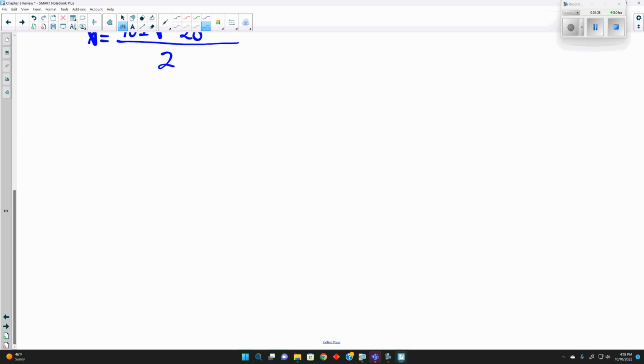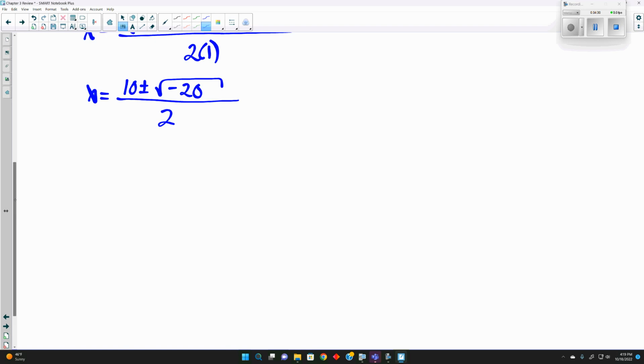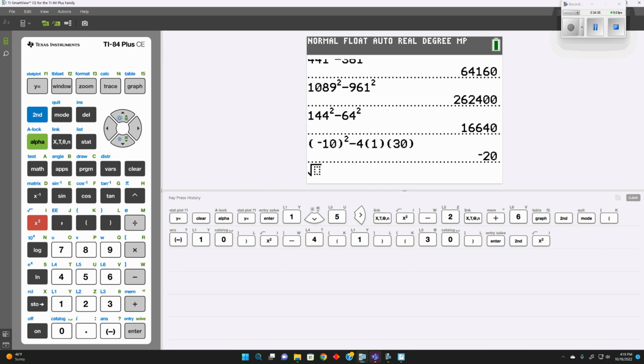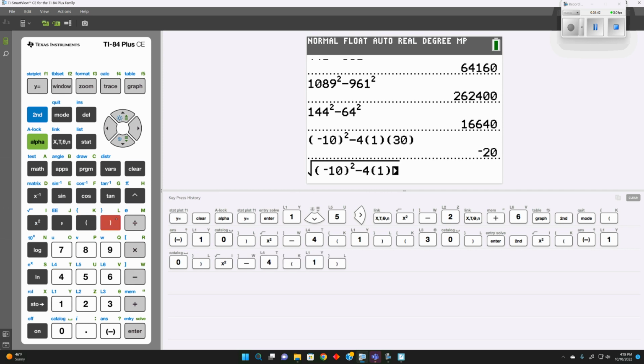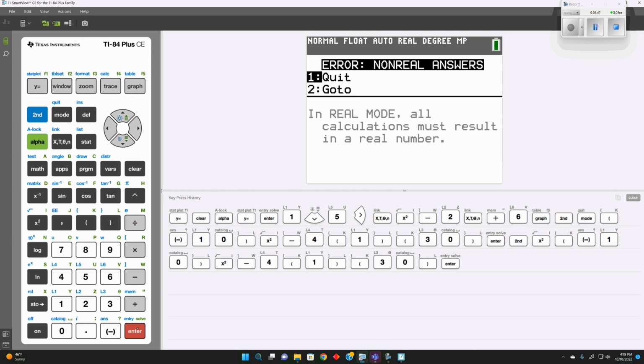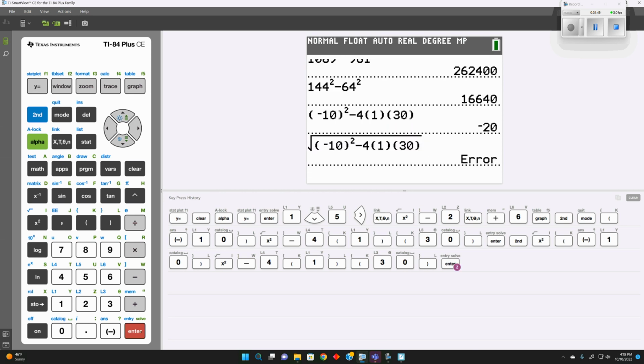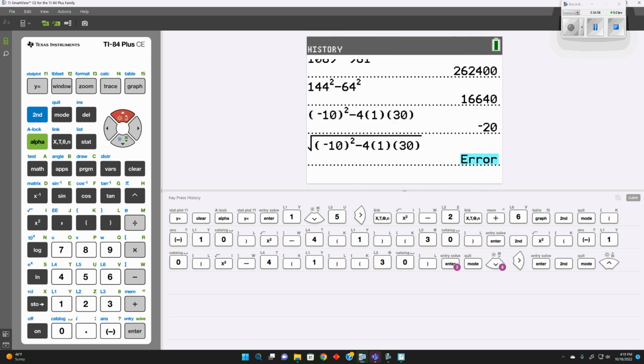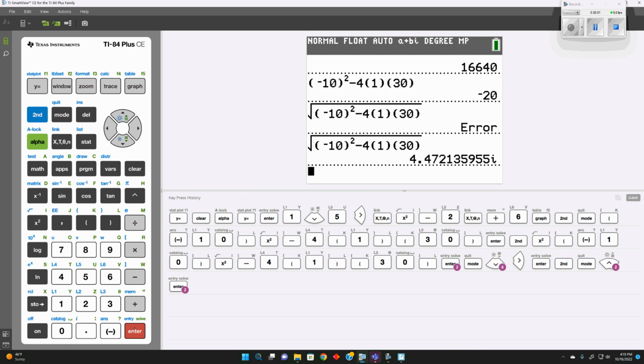Now, part of the reason we didn't type it into the graphing calculator as a whole is because I could have said second square root, parentheses, -10 squared minus 4 times 1 times 30. Hit enter. Okay, it doesn't have a real answer. Okay, quit. And that's because under mode, down here it's on real instead of a plus bi. Okay, I fixed that. Type it in again.